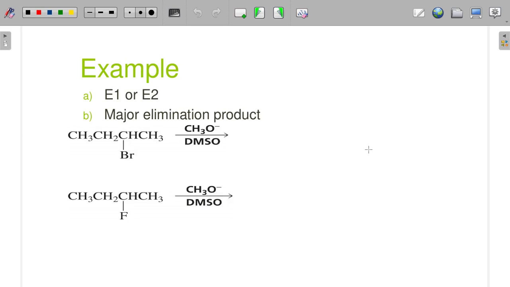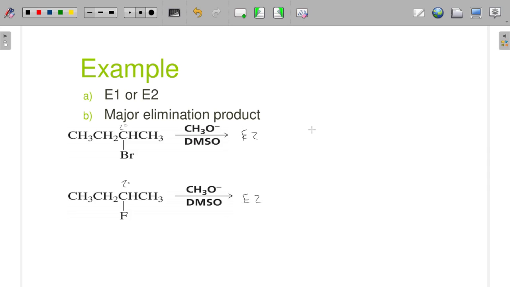Now, nice little example. We're going to give you these two. I'm just going to ask, is it going to be E1 or E2? And what's our major product? All right, in both cases I have secondary, and we know that secondary doesn't like E1, but I also have a strong nucleophile. So both of these are definitely E2.